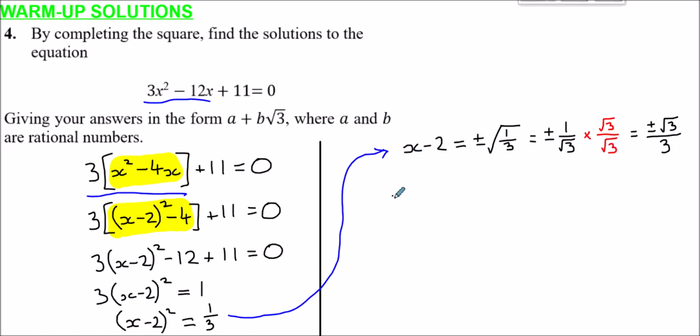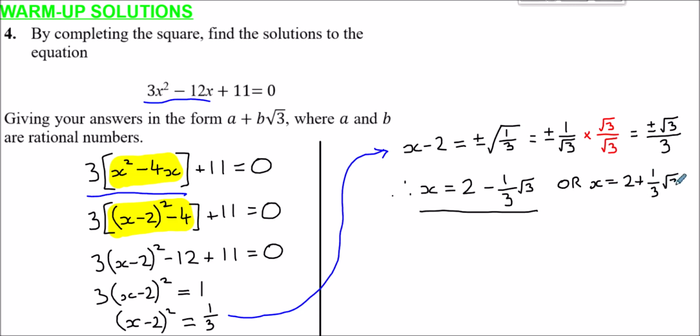So then what we're going to have as a final step is that x, we add 2 to both sides, so either x is going to be 2 minus root 3 over 3, which I'm going to leave as 1/3 root 3 like so, or we could have that x is 2 plus 1/3 of root 3. So I'm writing it as 1/3 root 3 instead of root 3 over 3, because now it just looks in this form more nicely. So we can see that a is 2 and b is either minus 1/3 or positive 1/3.